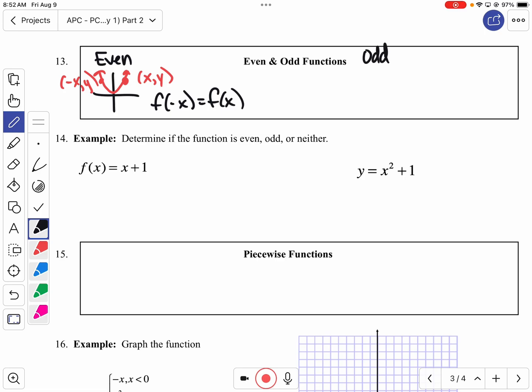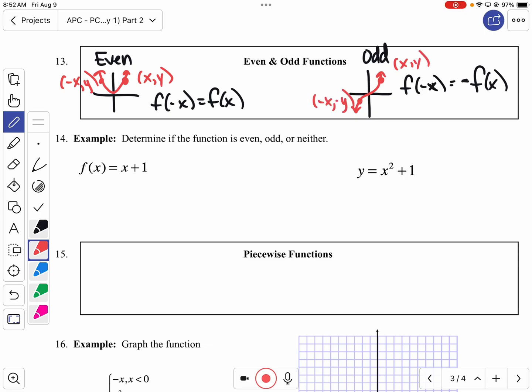An odd function, remember, is symmetric about the origin. They are in diagonal quadrants. If I plug in a negative number, I should get the opposite of the function. All the signs should change. Okay, and so my ordered pairs change to x comma y, negative x, negative y. Everything changes.